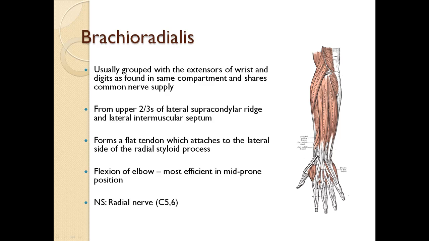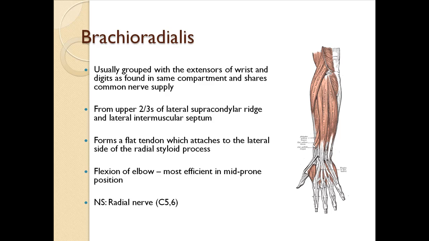Brachioradialis is usually anatomically grouped in with the extensors of the wrist because it shares the same compartment and common nerve supply. Its attachment is via the upper 2/3 of the lateral supracondylar ridge. So we've got brachioradialis running down here. It inserts via a flat tendon onto the lateral surface of the styloid process of the radius.